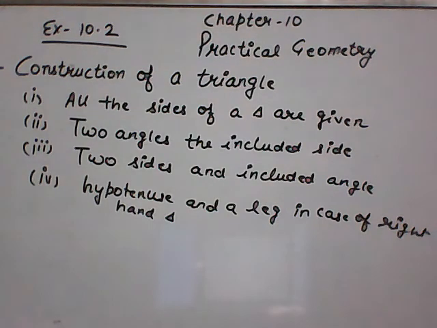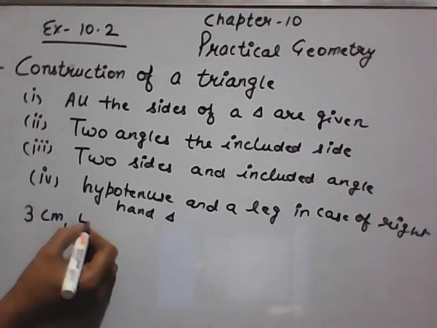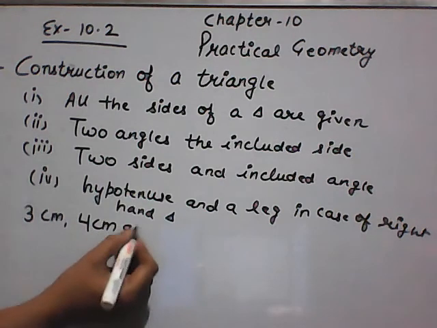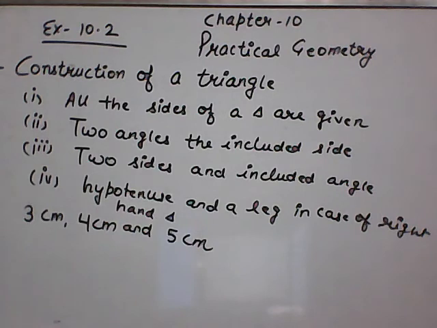But when can you construct a triangle with the given lengths of three sides? Suppose three sides are given to you: 3 centimeter, 4 centimeter and 5 centimeter. Here three sides are given to you and you have to construct a triangle. Before constructing the triangle, you need to check whether we can construct the triangle with the given sides or not. How can we check? We can check by using the triangular inequality property.